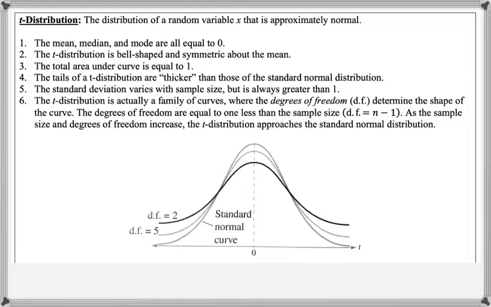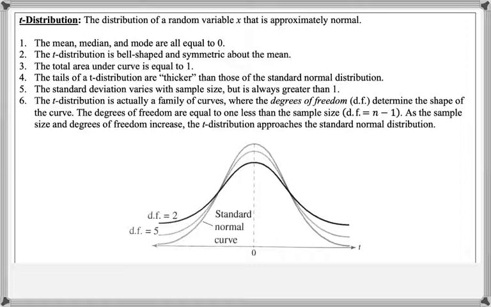In this section, we are looking at the t-distribution. This is the distribution of a random variable x that is approximately normal, and it has a lot of properties. The mean, median, and mode are all equal to 0. The t-distribution is bell-shaped and symmetric about the mean. The total area under the curve is equal to 1.